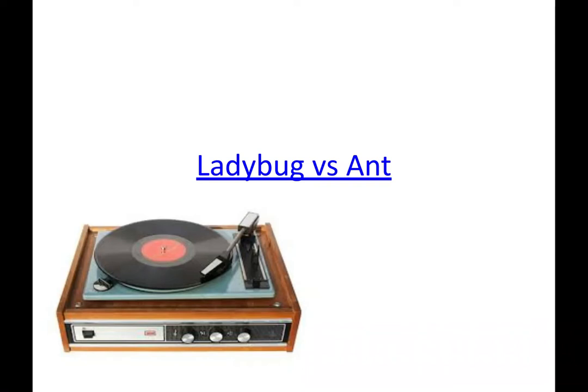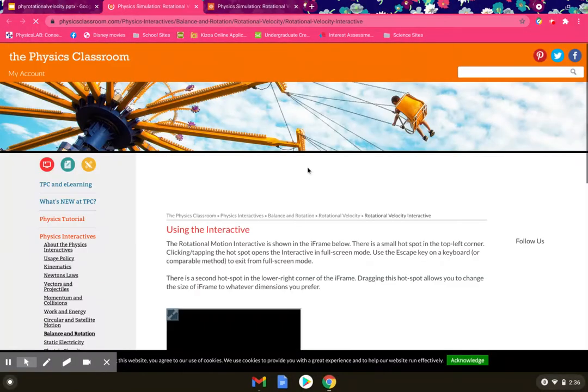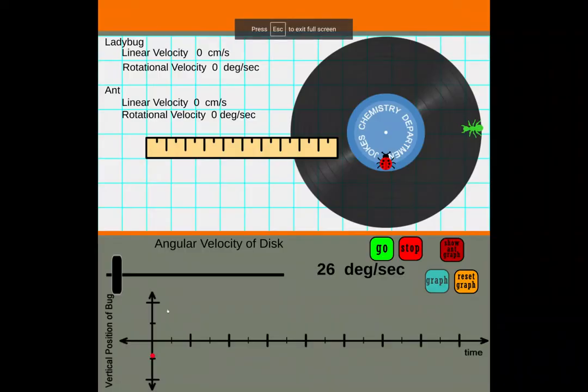In this chapter, we're going to be looking at rotational motion. And so we're going to look at how many times a tire turns per second or a record player. So we're going to look at this simulation of a ladybug versus an ant on a record player. So we're going to put the ladybug kind of towards the center and the ant on the outside. So they're lined up in a straight line.